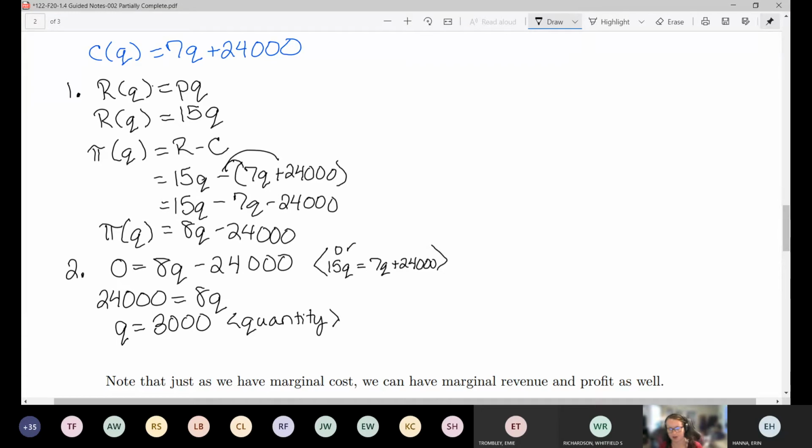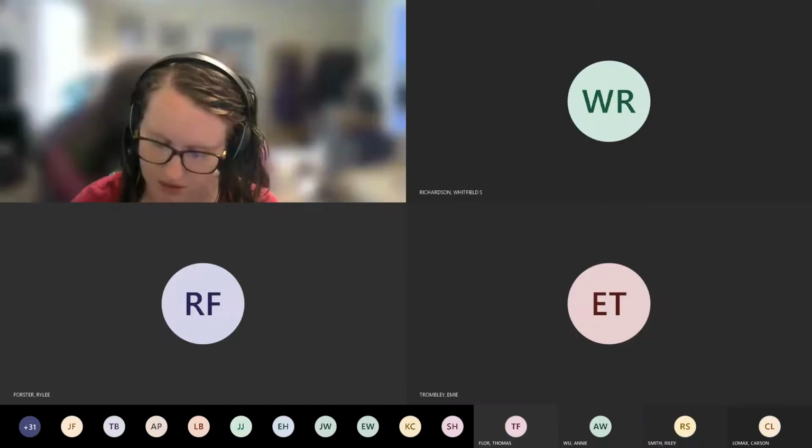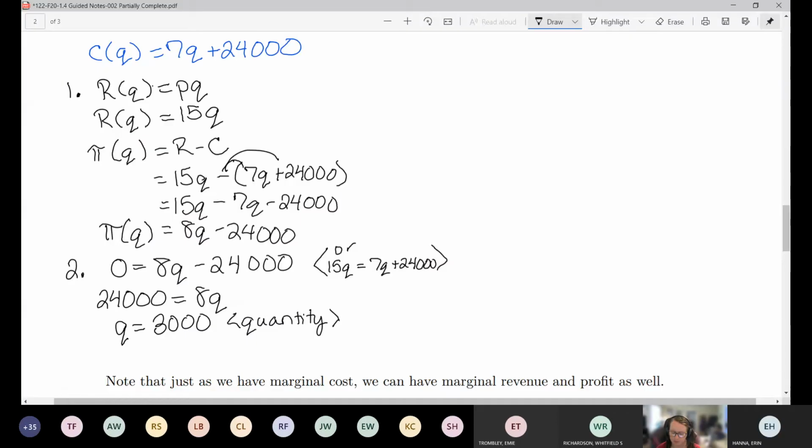So, I said that I would talk about how you know whether you just found the quantity or the price. Look at the variable. If you just solved for a Q, you found a quantity. If you just solved for P, you solved for a price. Now, 90% of the time, you're going to solve for Q because it's going to be in terms of Q.